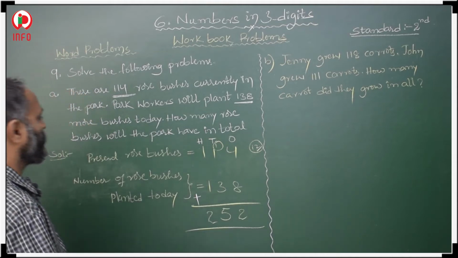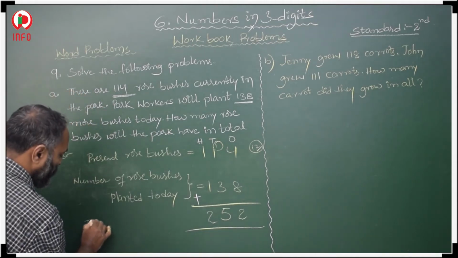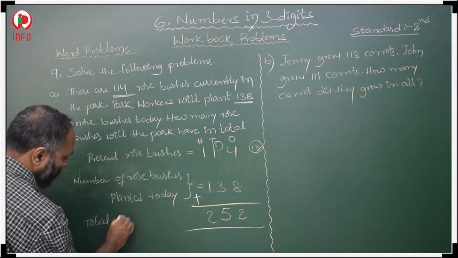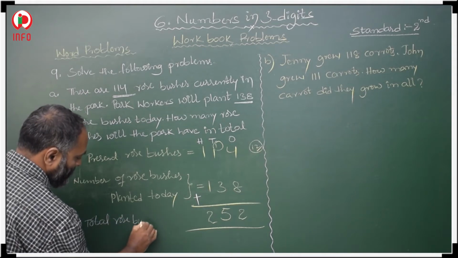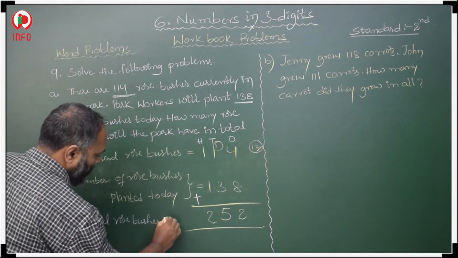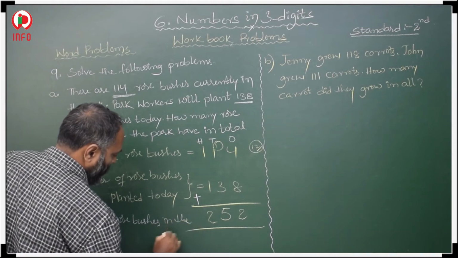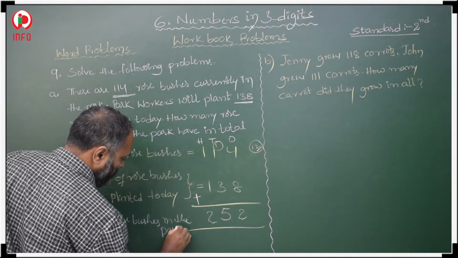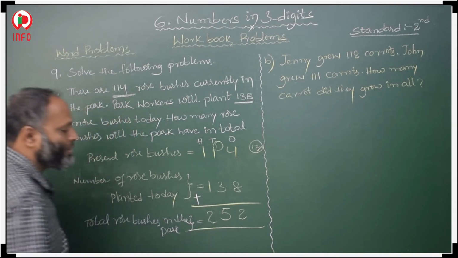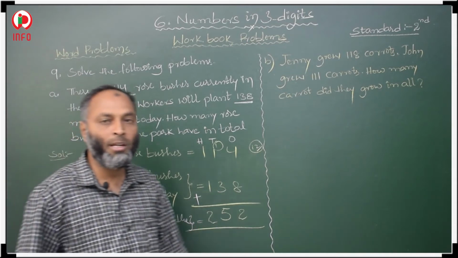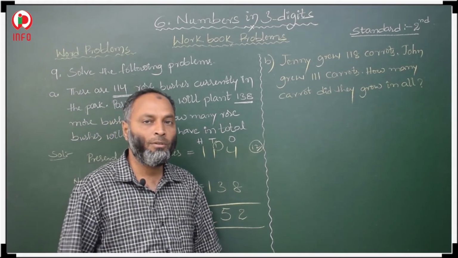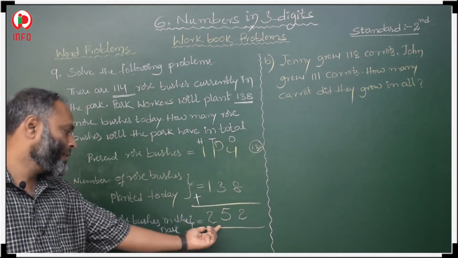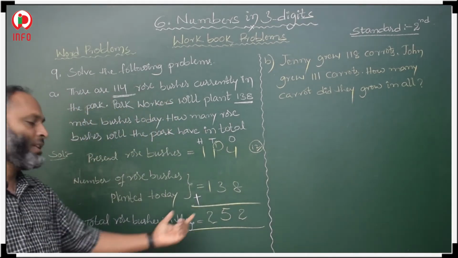So what is this? This is the total bushes in the park. So this many rose bushes were there in the park, 252. Okay, so how many? 252 rose bushes were there in the park.